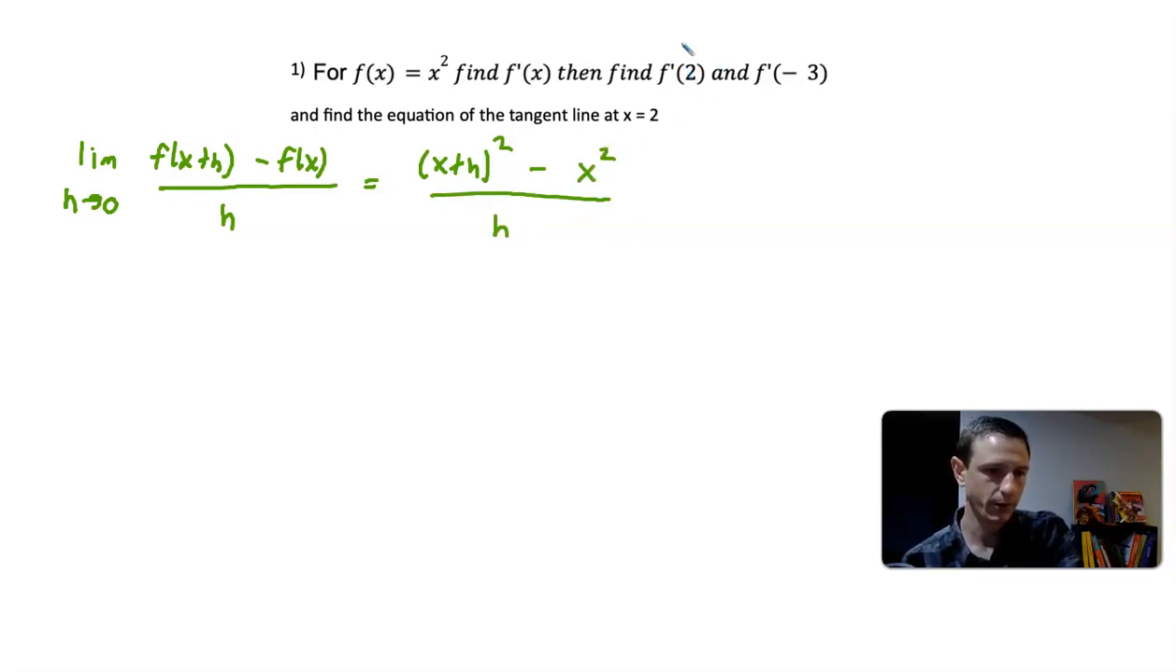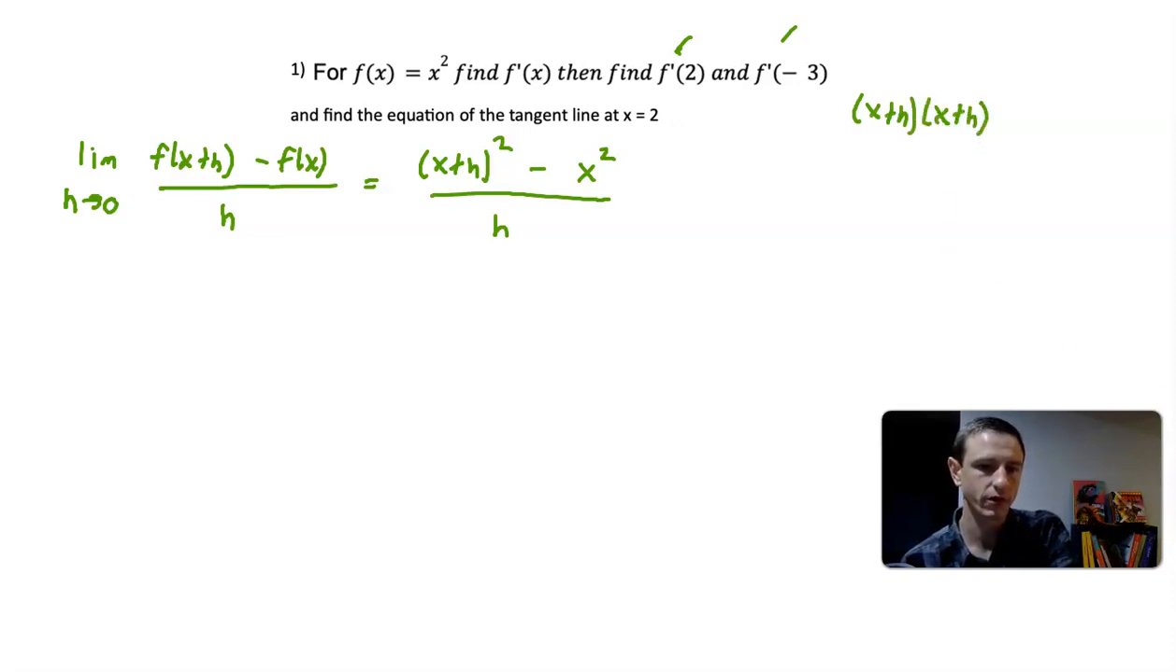And we're not going to deal with this part until after we get the derivative. That's for when we get the derivative, then we plug those values into the derivative. So we have to do this first. So we have x plus h squared. So I'm going to have x plus h times x plus h.